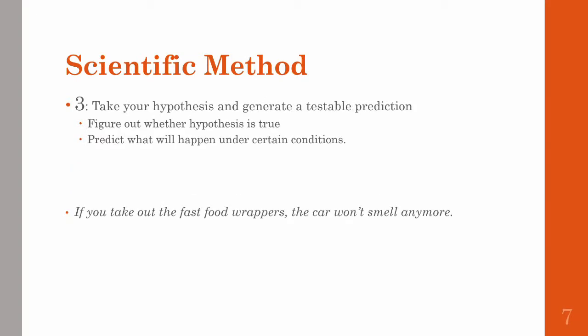Step 3. Take your hypothesis and generate a testable prediction. This will enable you to figure out whether your hypothesis is true. You can take these predictions to see what will happen under certain conditions. In our example, we can specify a testable prediction. Our prediction is that if you take out the fast food wrappers, the car won't smell anymore.